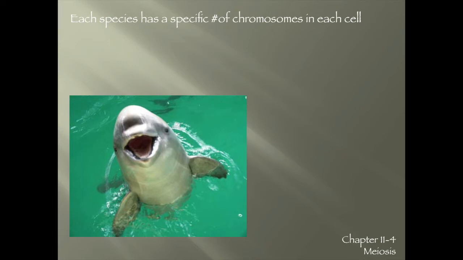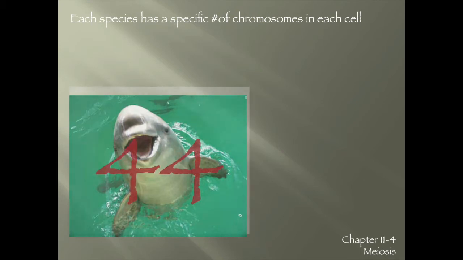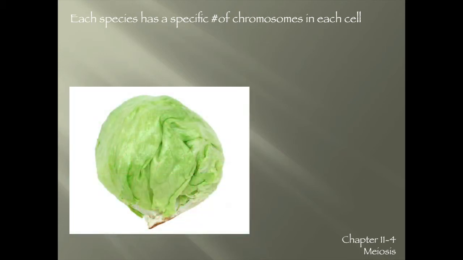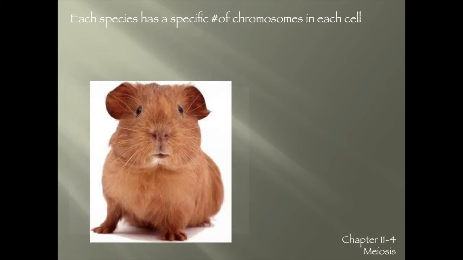Take a shot in the dark here. How many chromosomes do you think this bottlenose dolphin has? 44. All right. How many do you think this head of lettuce has? 18. They are, by the way, a living thing. I want to clarify that. I've been asked that before, and they are a plant, and they are indeed living, and they do indeed have chromosomes in their cells. Guinea pig.